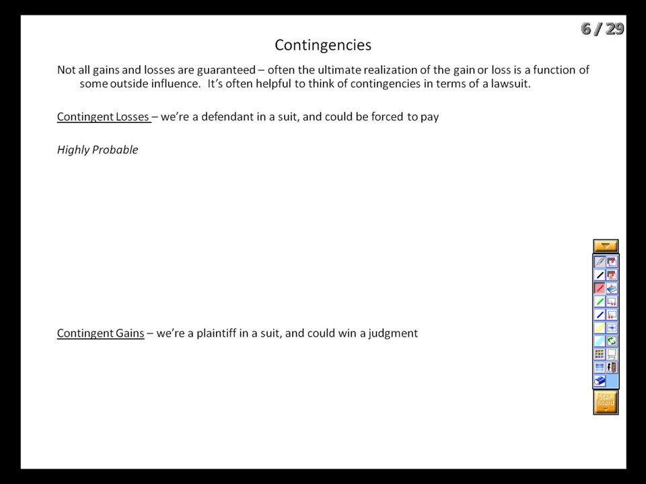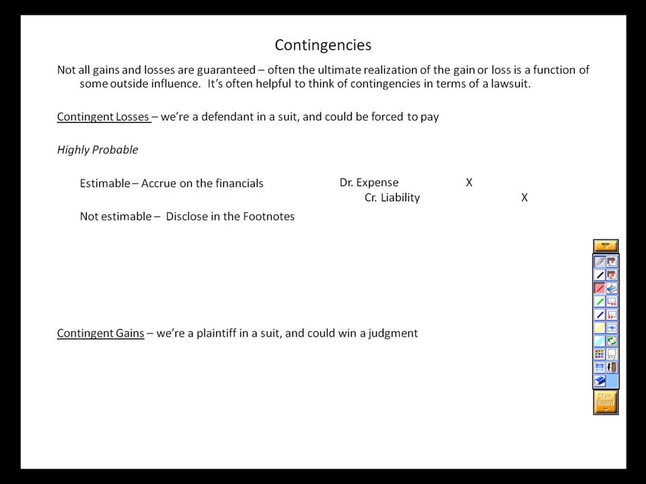Let's start on the loss side. Someone is suing us because we did something horrible and we might have to write some checks. If we're facing a contingent loss, and it's both highly probable and we can estimate it, then we're going to record the loss on the income statement and we're going to book the liability on the balance sheet. We will debit legal liability loss and we will credit the contingent liability. If, however, we are unable to estimate the amount, then we can't put it in the financial statements due to the monetary unit assumption, so we'll just disclose it in the footnotes.